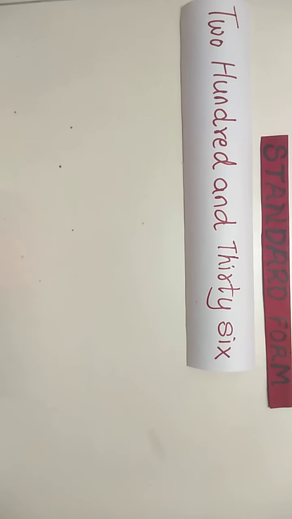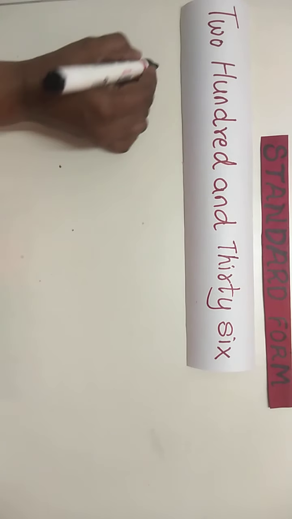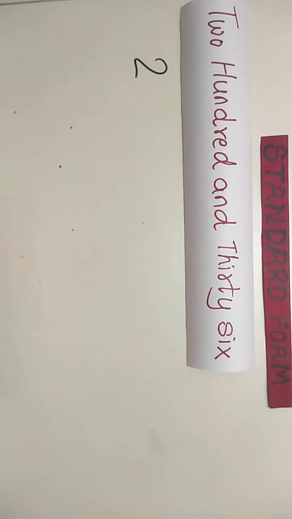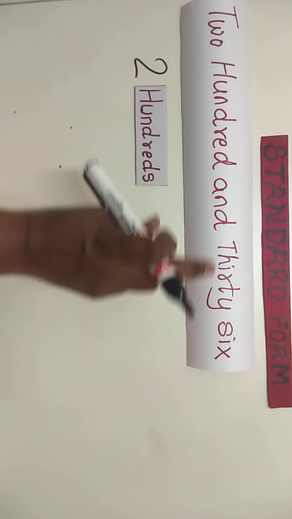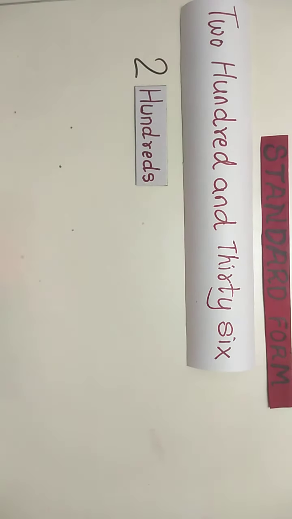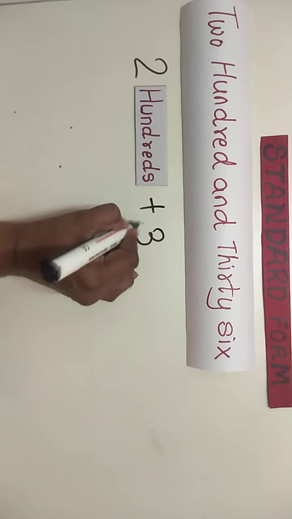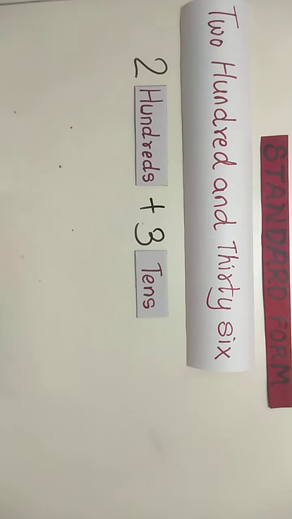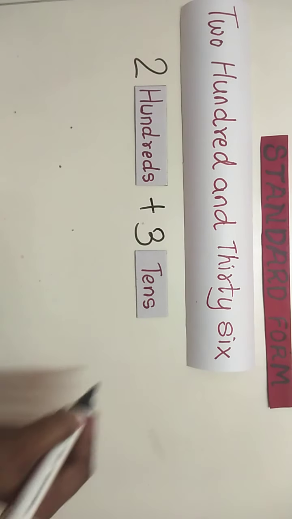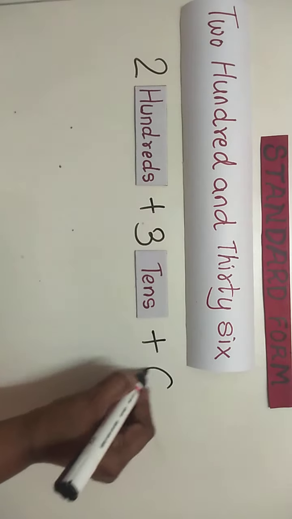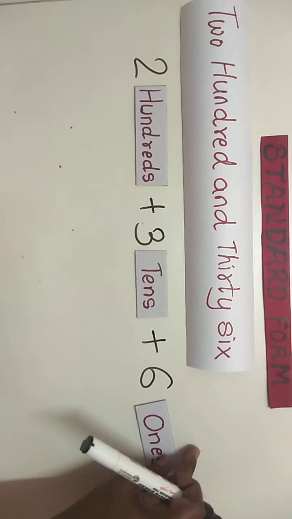The number name reads out as 2 hundreds. So let us write it: 2 hundreds and 36. Can you all tell me which number is at the tens place? Yes, very good. It is 3 because it is reading out 36. So plus 3 tens. Which number is at ones? 6. Very good. 6 ones.